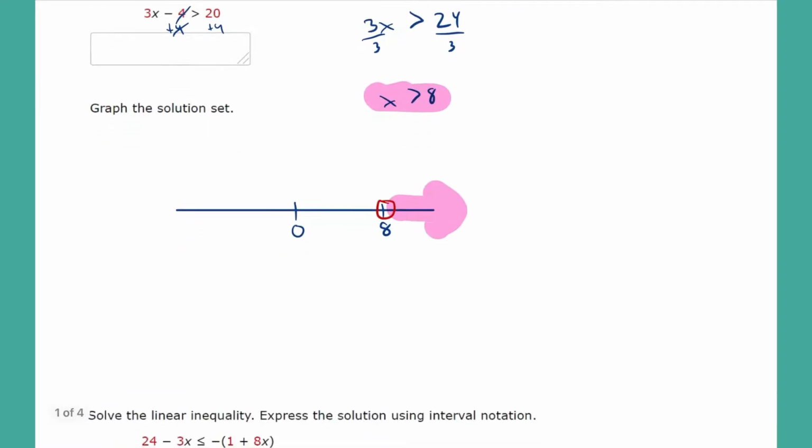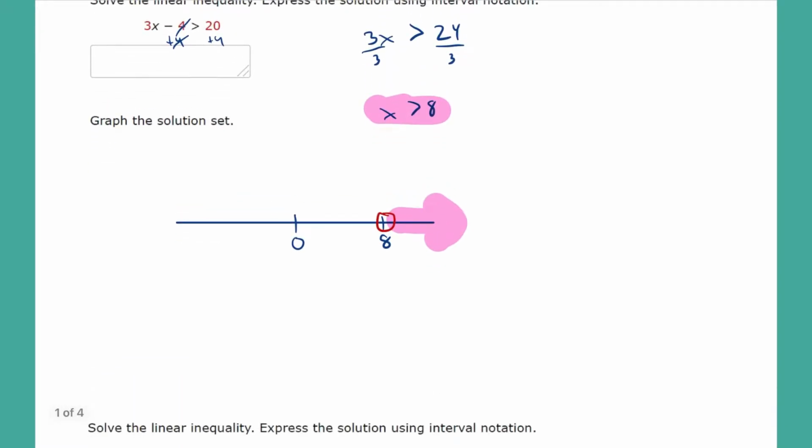All right, the interval notation would be all the values from 8 to infinity, but not including 8. So an open parenthesis means you're excluding 8. If this were a closed circle, then this would have been a closed bracket. And infinities always end with parentheses. So that would be your final interval notation. Let's look at the next example.